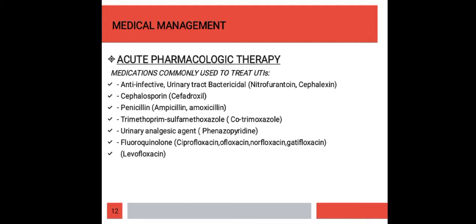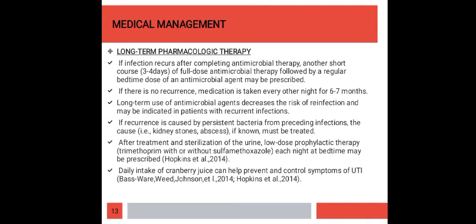Acute pharmacologic therapy. The ideal medication for treatment of urinary tract infections is an antibacterial agent that eradicates bacteria from the urinary tract, with minimal effects on fecal and vaginal flora, thereby minimizing the incidence of vaginal yeast infections. Medications commonly used to treat UTIs: anti-infective, urinary tract bactericidal, cephalosporin, penicillin, trimethoprim sulfamethoxazole, urinary analgesic agent, fluoroquinolone.